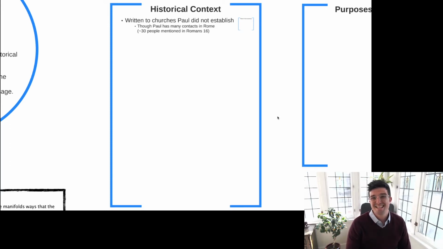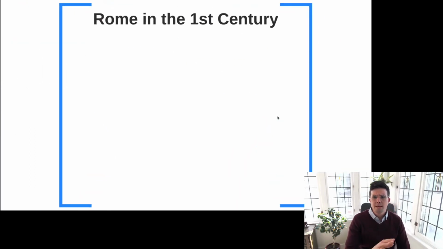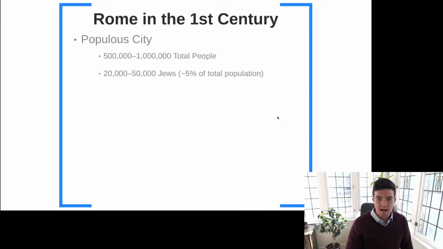Though this is not to say that he doesn't know a lot of people in Rome. As we will see in just a moment, Paul has many contacts in Rome. Chapter 16 mentions about 30 different names. Some Paul seems to have a personal relationship with, and some of those names Paul seems to be acquainted with. And to get a sense of the city of Rome itself, the destination to which the letter was sent, to the churches that Paul did not found there.